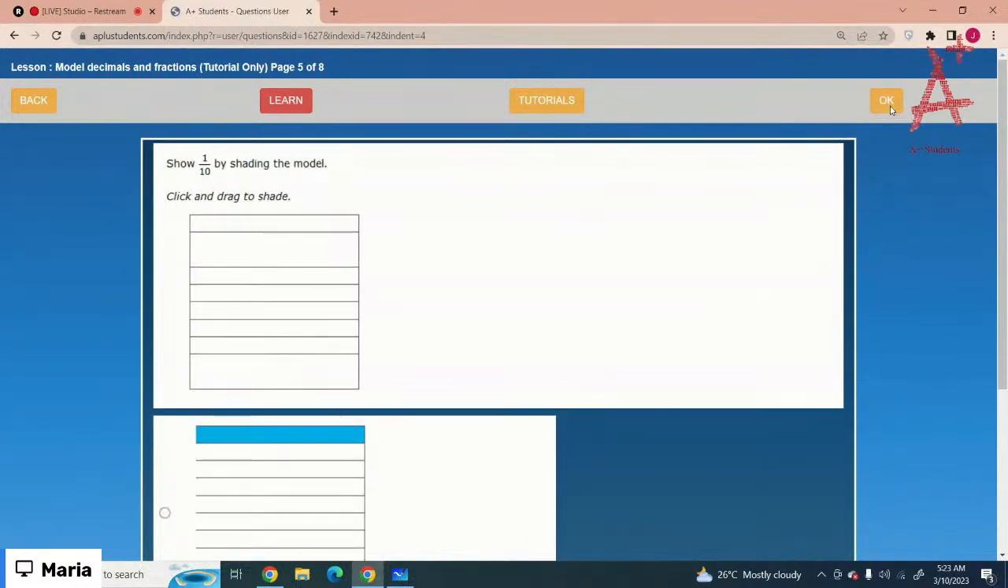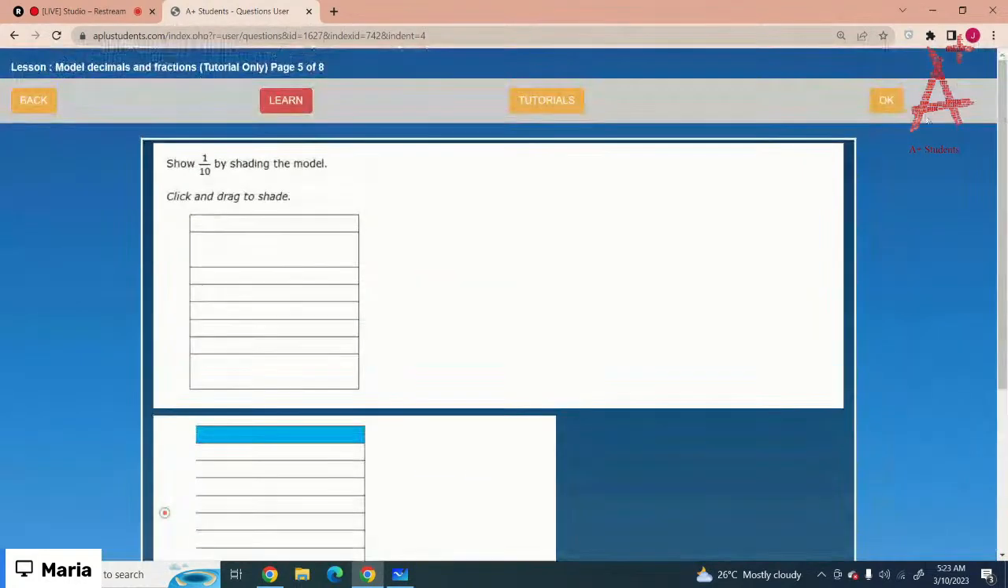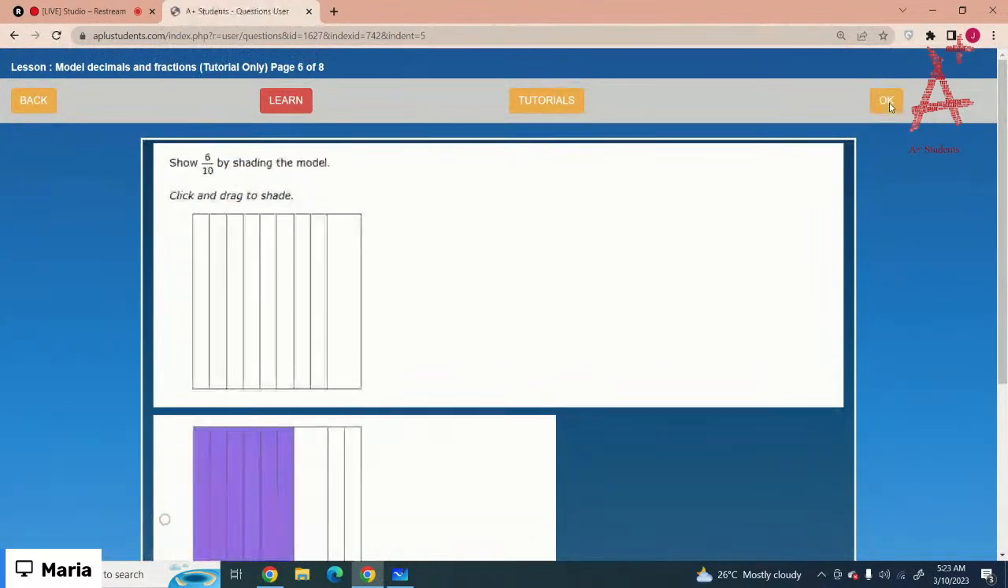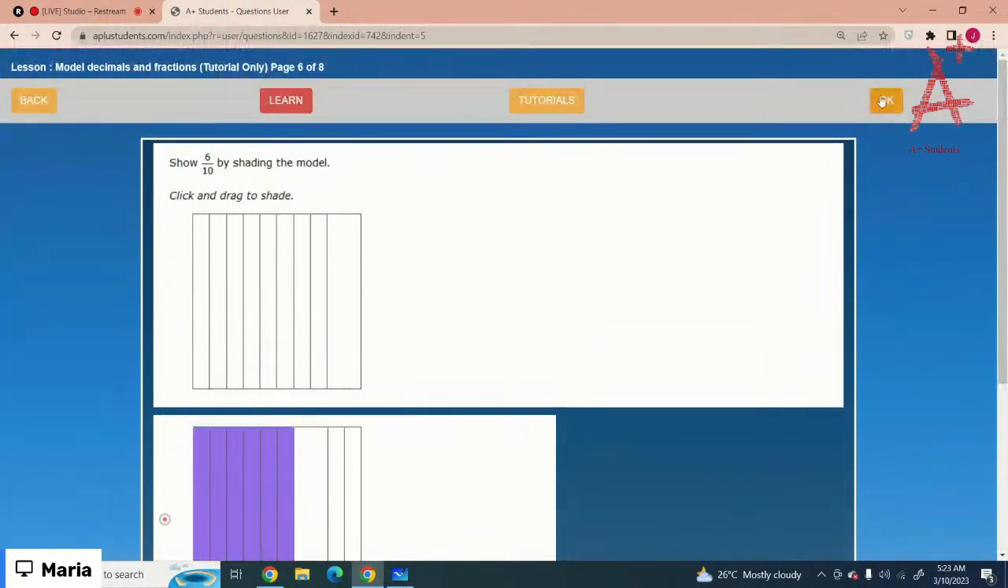Okay, show 1 over 10 by shading the model. You are given just one option and it represents 1 over 10. Got it? Just one portion is colored out of the 10. Okay, show 6 by 10 by shading the model. So here you have a model you have to shade. 6 by 10 means out of 10, 6 of them are colored. I don't know why there are 9, they must be 10.